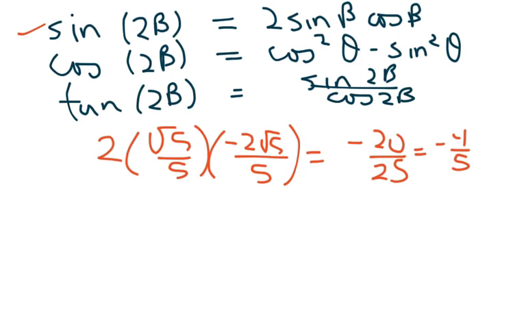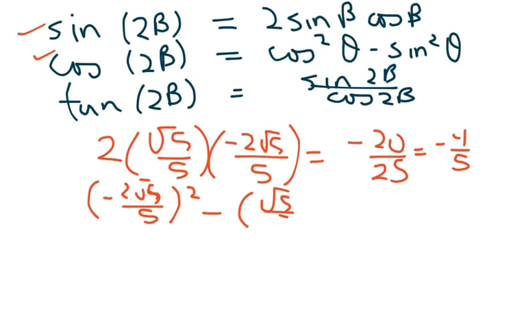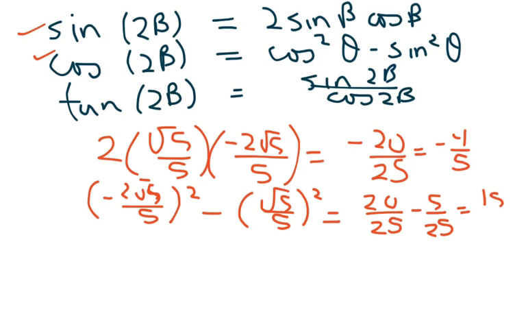And then we're just going to square it out. For this one, I'm going to get negative 2 root 5 over 5 squared minus root 5 over 5 squared, which gives me 20 over 25 minus 5 over 25, which gives me 15 over 25. And if I divide by 5, I get 3/5.